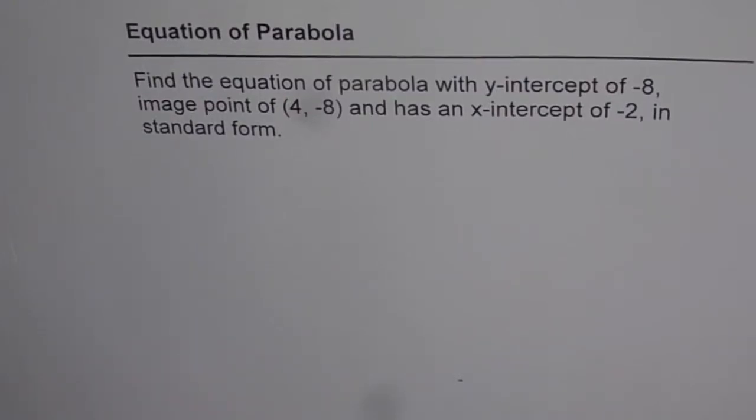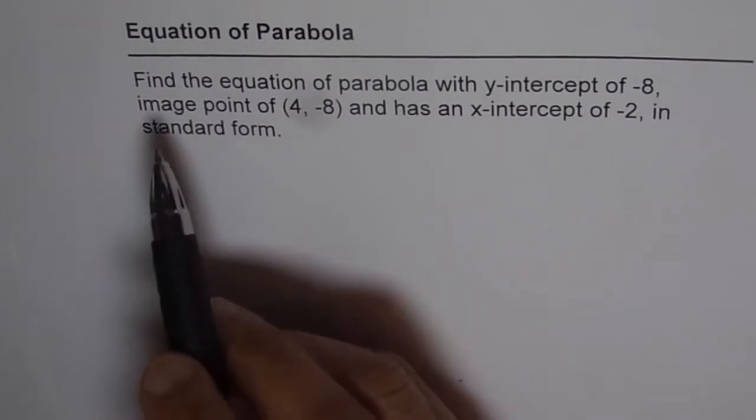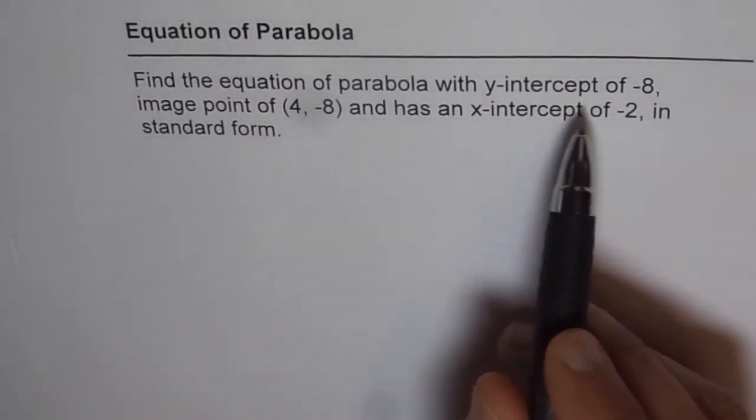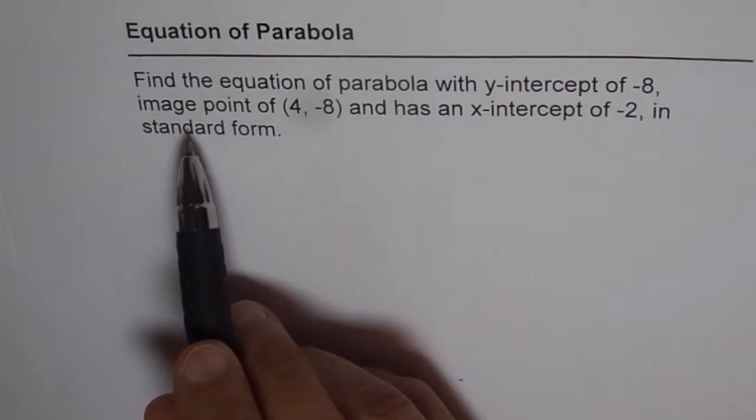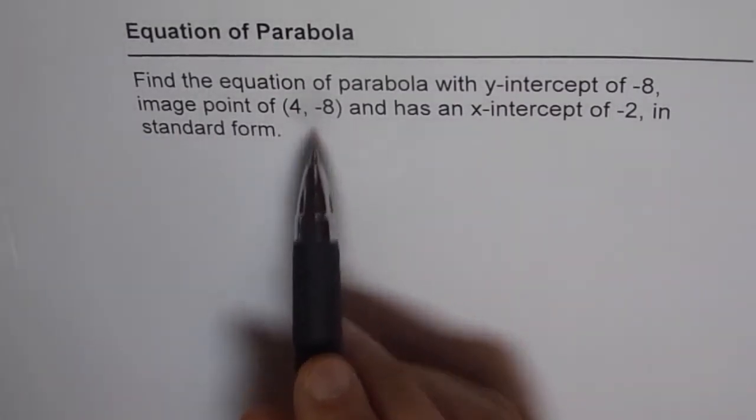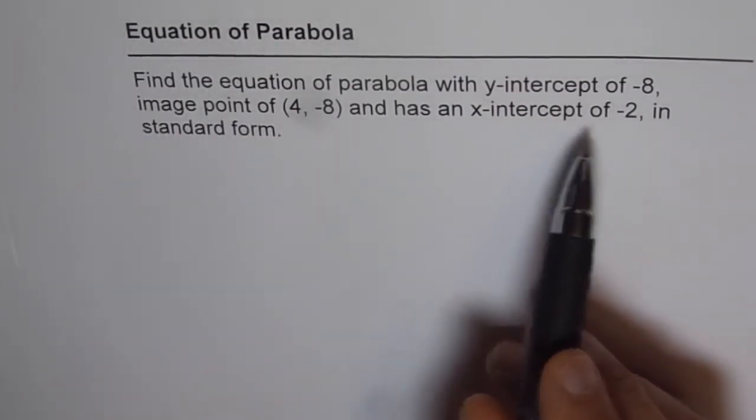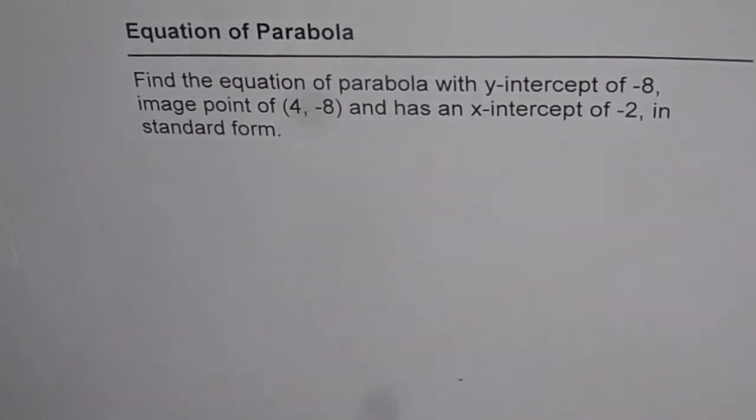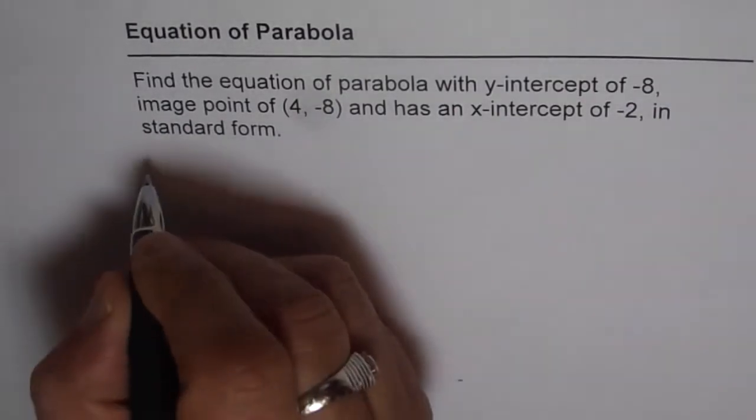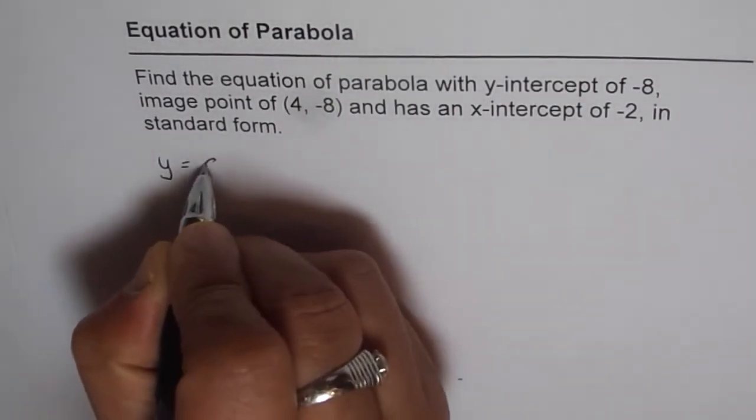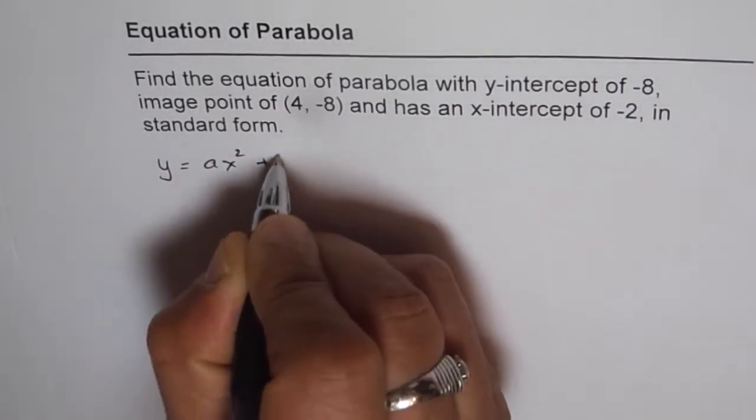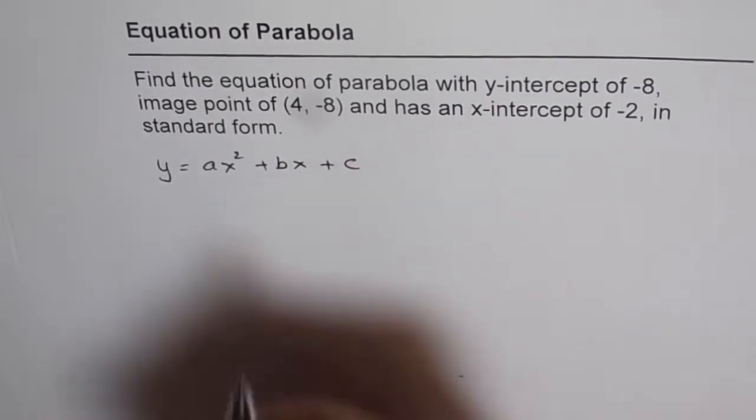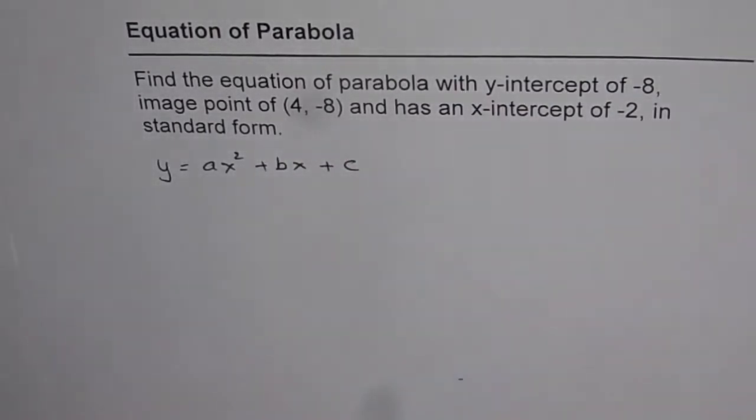Let us try to find the equation of a parabola from the given points. Find the equation of the parabola with y-intercept of -8, image point of (4, -8), and has x-intercept of -2, in standard form. Standard form means y equals ax squared plus bx plus c, right?